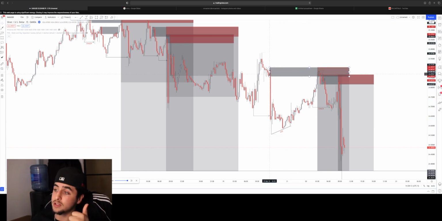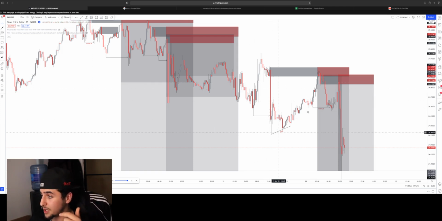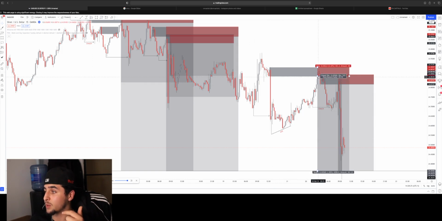So not only did this area of supply take out this low, it also created all of this inefficiency right after it, and it lies in a very, very nice premium level. Okay, so that was our first entry. Price pulls back, taps into this area of supply, and we capitalize on the short from this area right here.